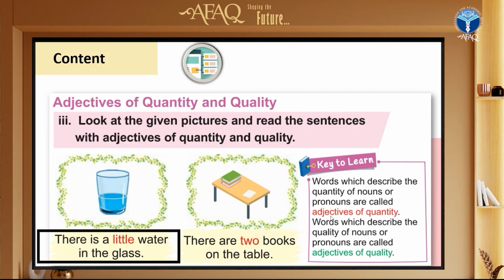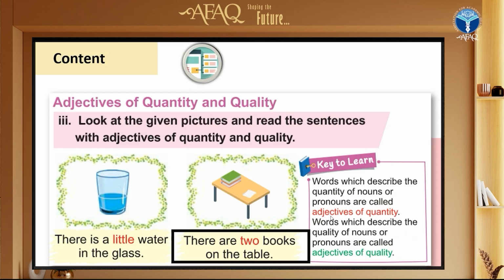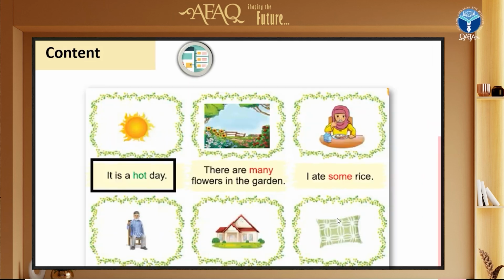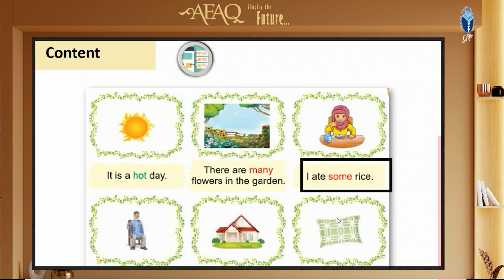Let's see the examples. There is a little water in the glass. So it is telling the amount of water in the glass. So little is the adjective of quantity. There are two books on the table. Again, a quantity is being discussed. It is a hot day. Here the quality has been told. There are many flowers in the garden. So many is the adjective of quantity. I ate some rice and so on.